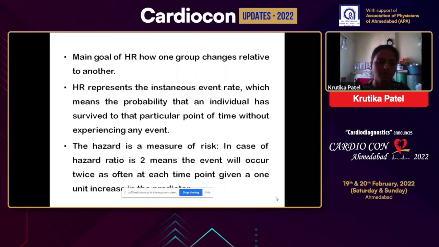Hazard ratio represents the instantaneous event rate, which means the probability that an individual has survived to that particular point of time without experiencing any event. The hazard ratio is a measure of risk. For example, if the hazard ratio is 2, it means the event will occur twice as often at each time point, given a 1 unit increase.